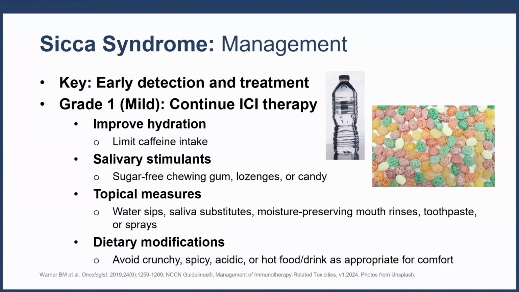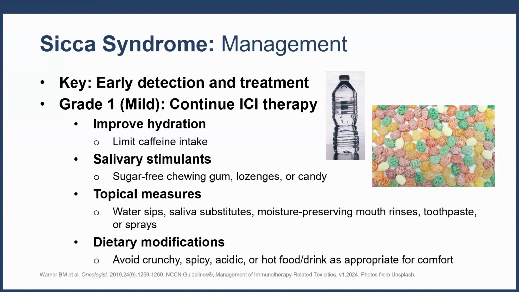All right. In terms of management, early detection and treatment is the key here. And so we want to maximize hydration by limiting caffeine intake to minimize diuresis. Salivary stimulants such as sugar-free drops and lozenges are very helpful as well. And this is the key one, topical measures. Water sips is the key intervention that can be made to really immediately improve the quality of life of somebody with Sicca syndrome. They may not be aware that they really need to carry around a water bottle with them everywhere, but it's really essential for them to have that.